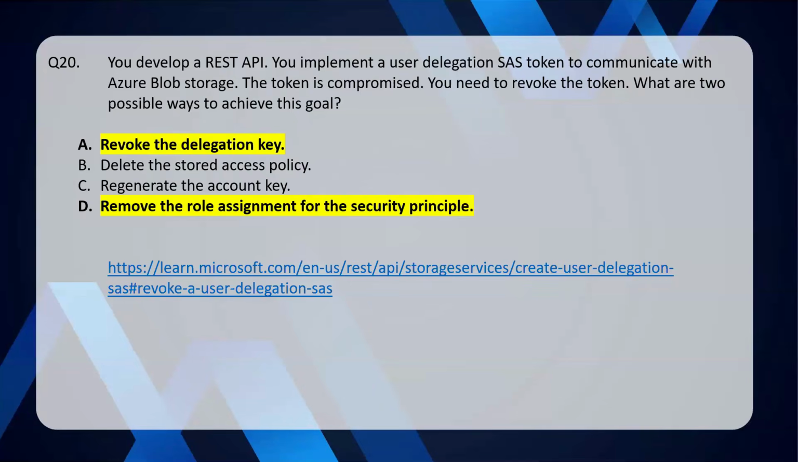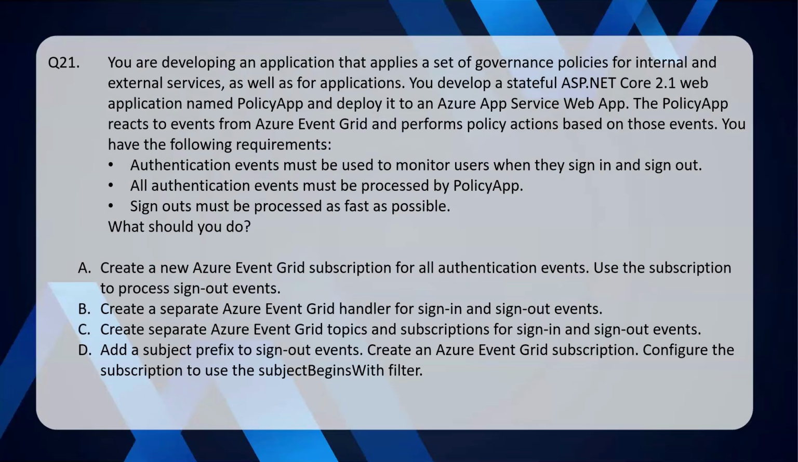Question number 21. You are developing an application that applies a set of governance policies for internal and external services as well as for the applications. You develop a stateful ASP.NET Core 2.1 web application named Policy App and deploy it to an Azure App Service web app. The Policy App reacts to events from Azure Event Grid and performs policy actions based on those events. You have the following requirements. Authentication events must be used to monitor users when they sign in and sign out.